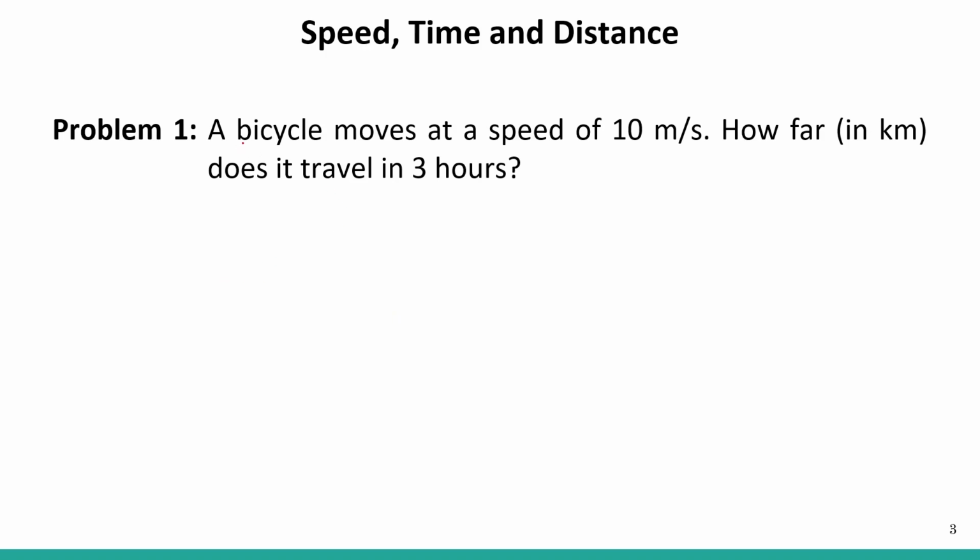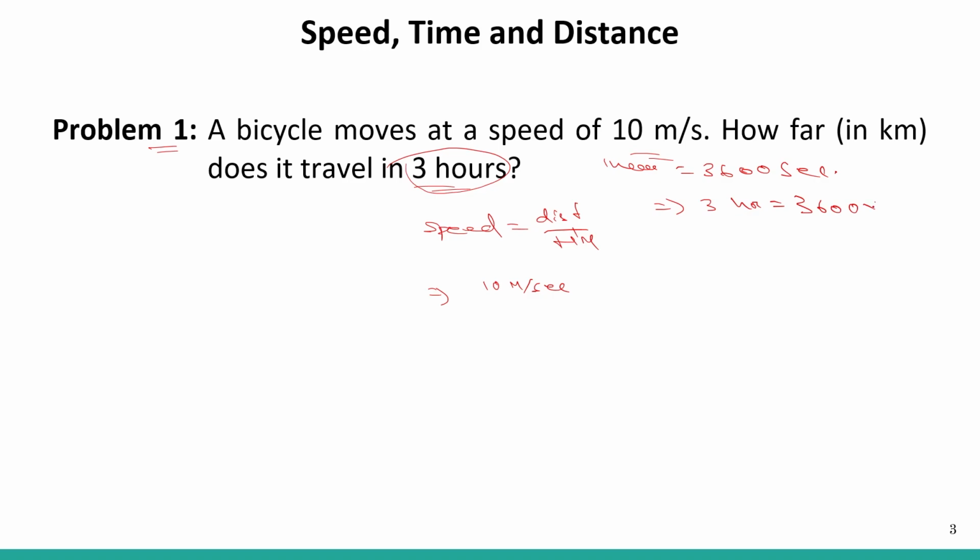Let's start with problem number 1. A bicycle moves at a speed of 10 meter per second. How far does it travel in 3 hours? If it has 3 hours, how much distance will it cover? We know that speed is equal to distance by time, right? Speed is 10 meter per second. Here you can see that the time is given in hours. So 1 hour is equal to 3600 seconds, which implies that 3 hours is equal to what?